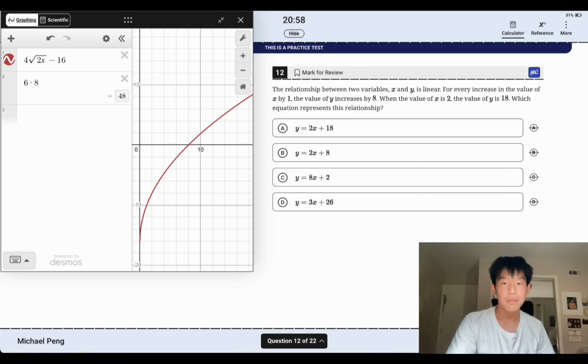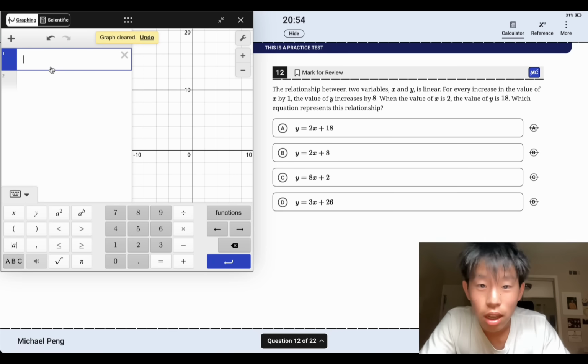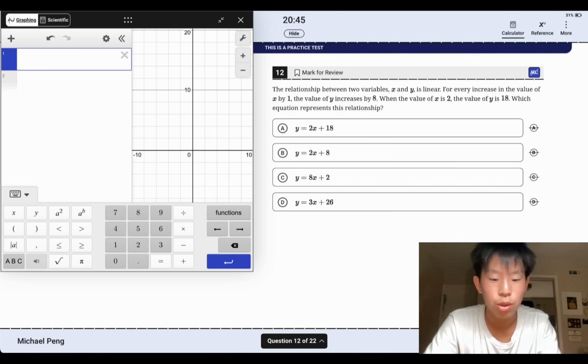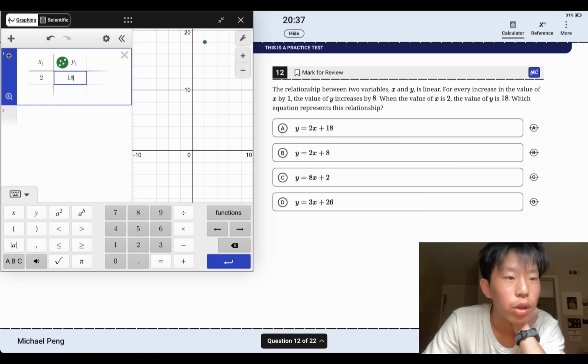Okay, next question. So this one, it says it's a linear equation. Every time you increase x by 1, the value of y increases by 8. And it gives us a value. So let's just make a table here. The way you add a table is you write table. So when x is 2, y is 18. And then, how do we make that little regression symbol here?